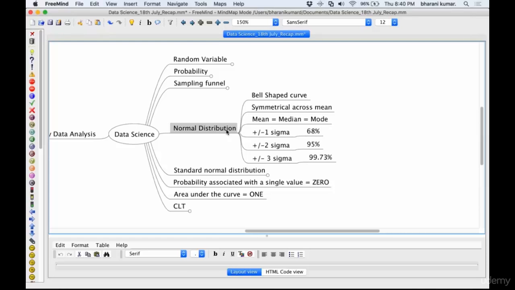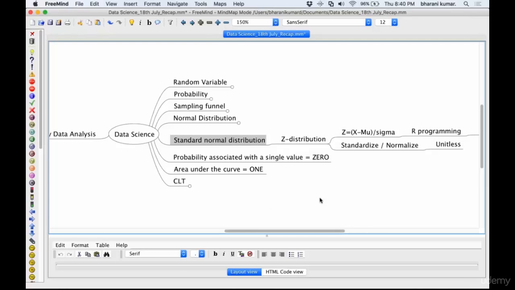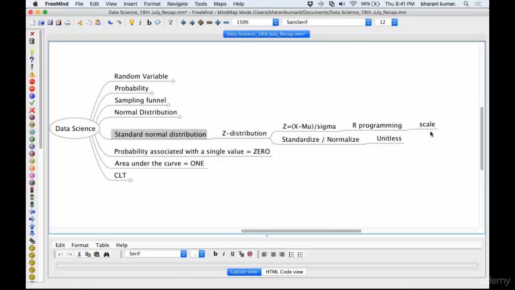And each variable would have a different mean and different standard deviation. Can I have a standard average and standard deviation, which would make the standardization process very simple? That is when we discussed standard normal distribution, and standard normal distribution is also called a z distribution basically, and this is the formula: z equal to x minus mu by sigma. And when it comes to our programming, you use a function scale.